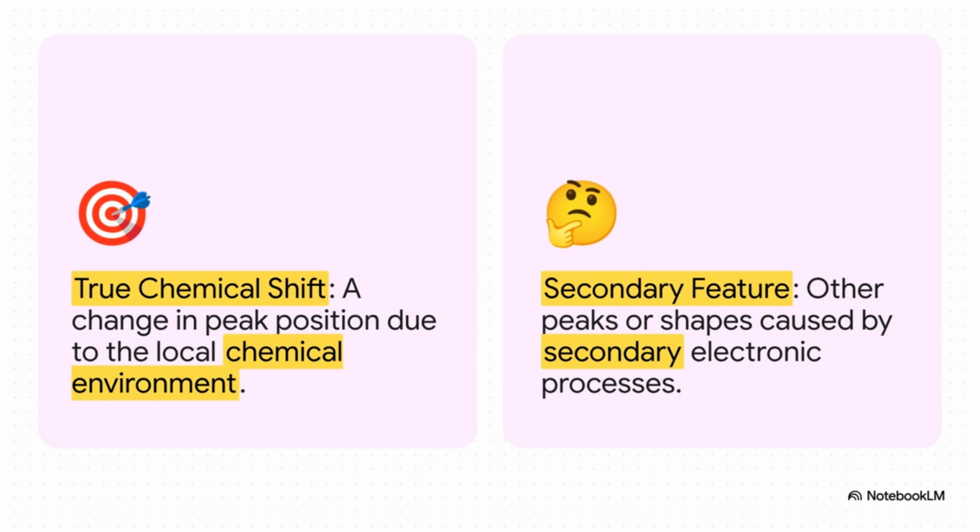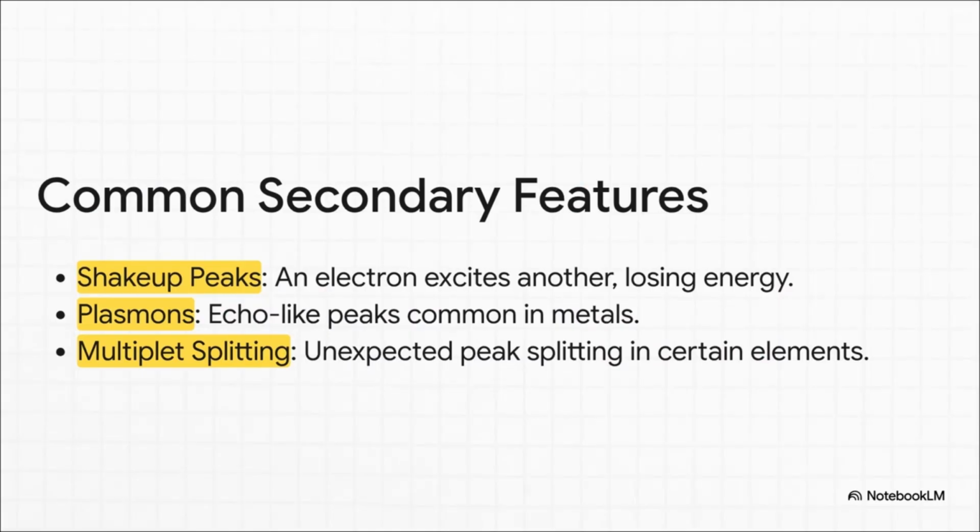But, and this is a huge but, our spectrum is also cluttered with secondary features. These are other peaks and shapes that are just artifacts. They're side effects of the physics. And honestly, the #1 rookie mistake in XPS is confusing one of these secondary features for a real, meaningful chemical shift. So let's meet the usual suspects in our lineup of tricky secondary features. You've got shake-up peaks. That's when our escaping electron gives a little energy kick to one of its neighbors on the way out. Then you have plasmons. Think of them as energy echoes that you almost always see in metals.